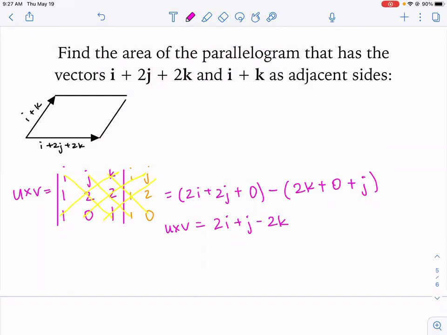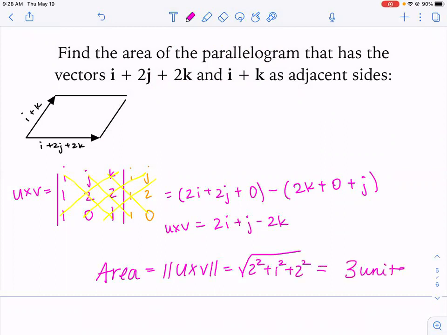So it does not matter if you do U cross V or V cross U, because when we find the area of a parallelogram, we're going to find the magnitude, and their magnitudes should be the same. Okay. So let's go ahead. The area of our parallelogram, which is the magnitude of our cross product, whichever one we take, is the square root of 2 squared plus 1 squared plus 2 squared, which gives us 3. And we're talking about area, so we're going to talk about square units.